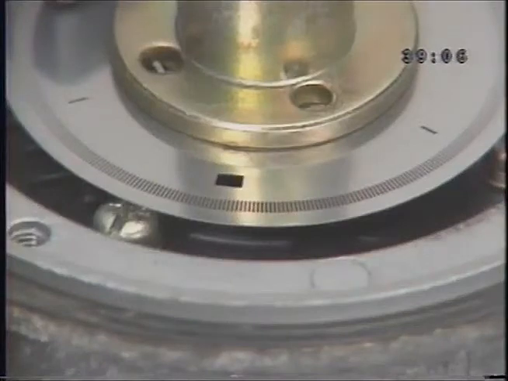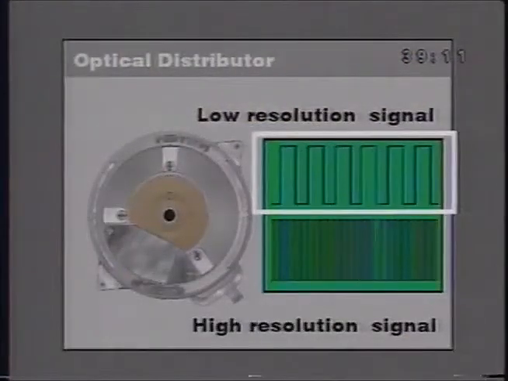The disc has 2 rows of openings which produce 2 different signals. The low-resolution signal has the same number of openings as the engine's cylinders. 6-cylinder engines have 6 openings. 4-cylinder engines have 4 openings.